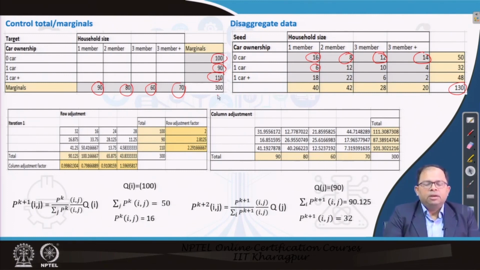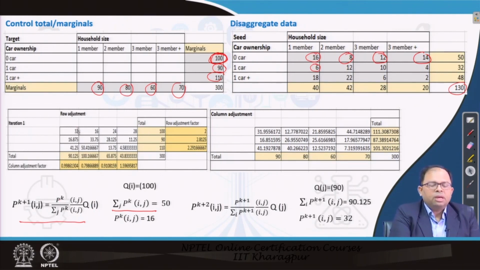So, the next step is we need to determine, using this particular formula, that the qi value is 100. Over here this is the qi value, the marginal total that we need to achieve, and when we sum up the pkij values over here, together it is only 50. So, qi is 100 and this is 50. This becomes the proportion, which is 2. We need to multiply 2 with pk. pk is 16, so this becomes 32.